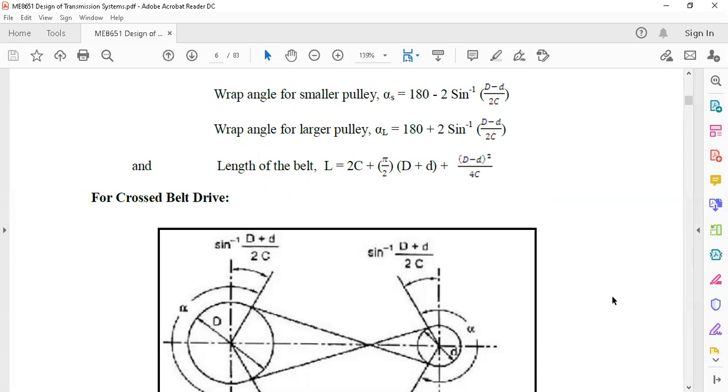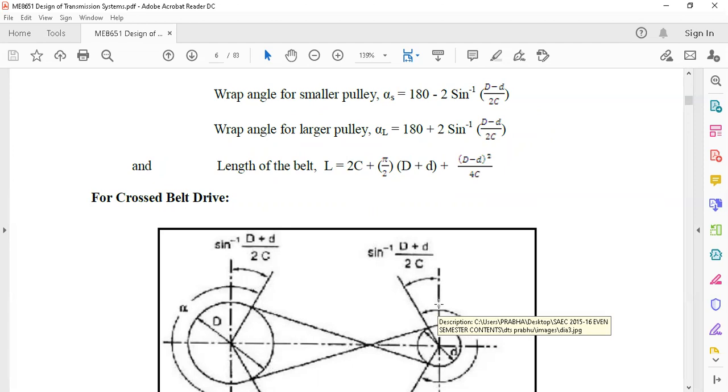And we want to calculate the length of the belt. Okay, length of the belt in the sense of the total length. For considering that, we have 2c. Why are we using 2c? Generally, from this center point to the other center point, there are two sections. That is why we use 2c, plus pi by 2 times the diameters, capital D plus smaller d. We are considering it as a semicircle part.